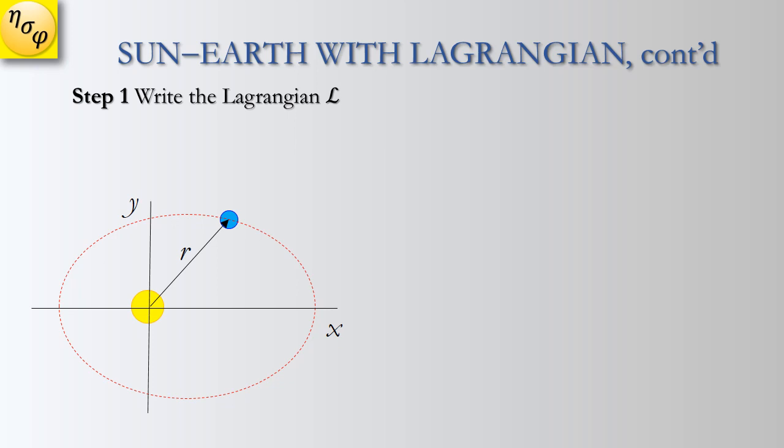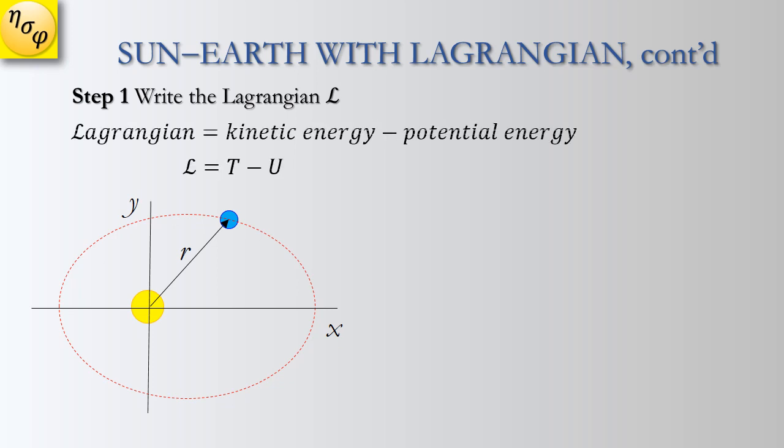Step 1 is to write the Lagrangian L. What is Lagrangian L? Lagrangian is the difference between kinetic energy and potential energy, or L equals T minus U. As I promised, I write down explicitly T and U for you.